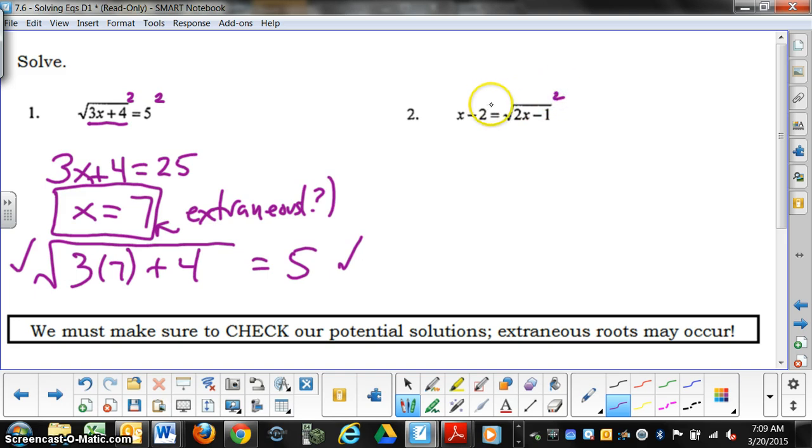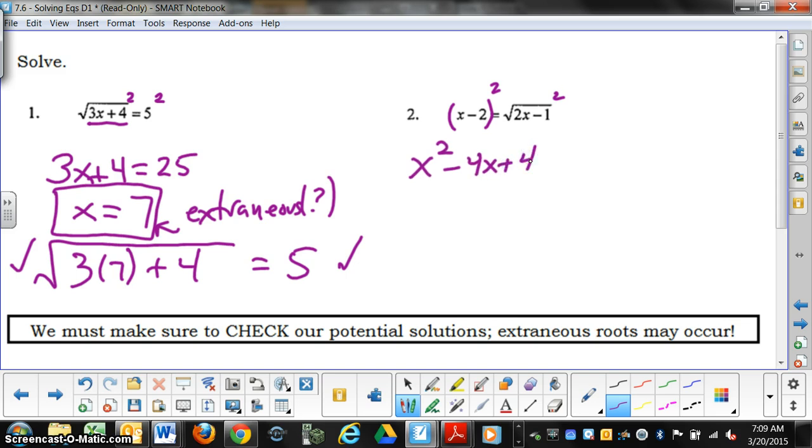Now, the trick on this problem is that the other side isn't just a single term like it was over here with a 5. Instead, it's a binomial. So when you square the left-hand side, you have to square the binomial, the whole quantity x minus 2. You go ahead and do the extra work if you want to. I already know that this is going to be x squared minus 4x plus 4.